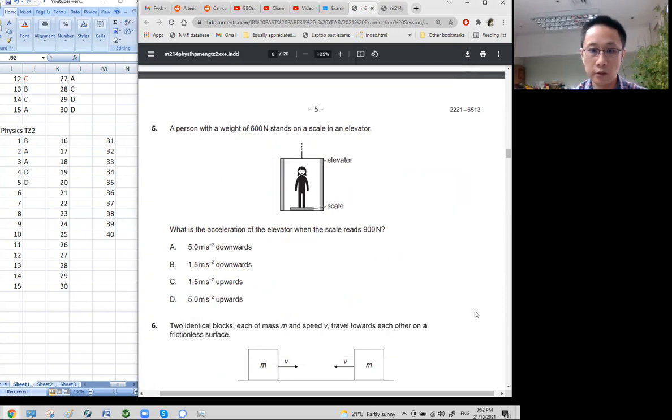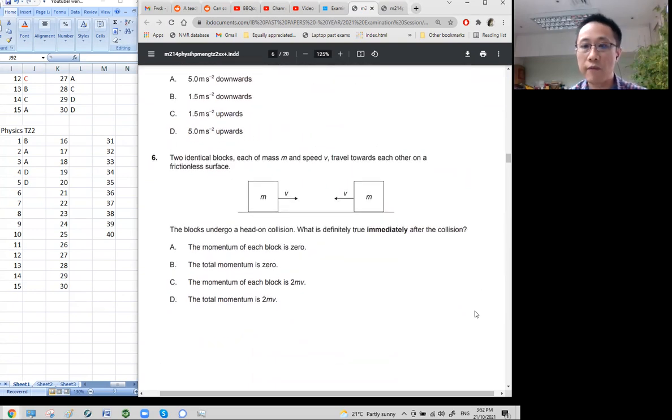Okay, question 6. Two identical blocks, each of mass m, travel towards each other on a frictionless surface and then undergo a head-on collision. Which statement was definitely true after the collision?